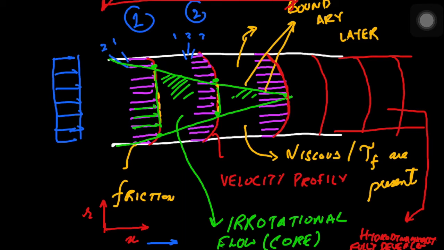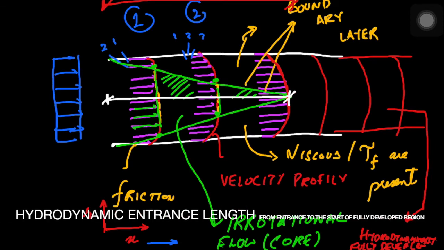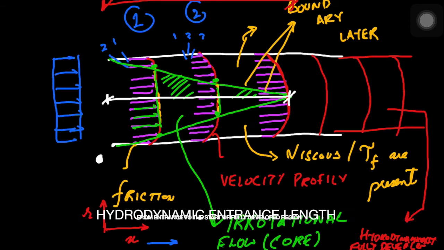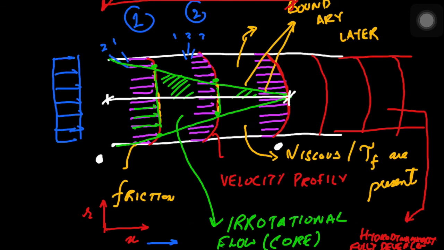Let's say I'm going to change the color. So the distance from here to the point where the flow becomes fully developed is called the hydrodynamic entrance region. The hydrodynamic entrance region is the region from the pipe inlet to the point at which the velocity profile is fully developed. And this length is called the hydrodynamic entry length, denoted by LH.